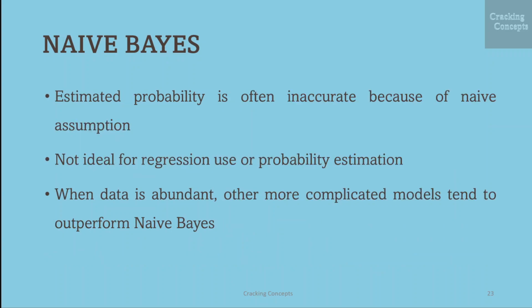However, the estimated probability is often inaccurate because of the naive assumption. So it is not ideal for regression use or probability estimation. Now, when the data is abundant, other more complicated models tend to outperform naive Bayes.